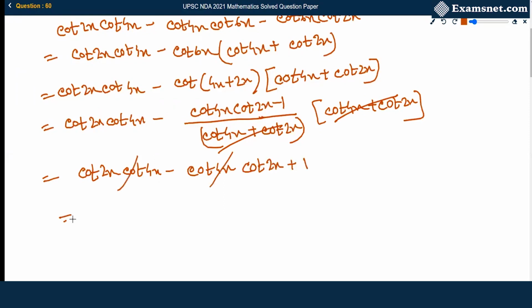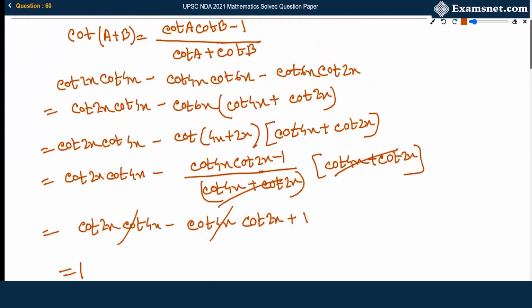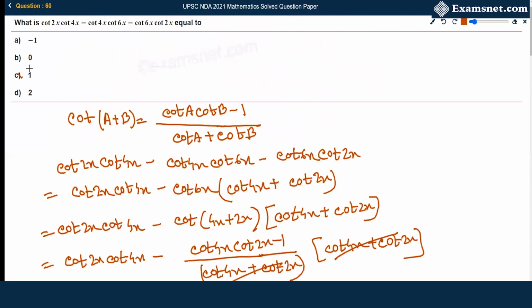Plus this 2 will get cancelled and we are left with only 1. So it equals the value 1. Option C is the correct answer.